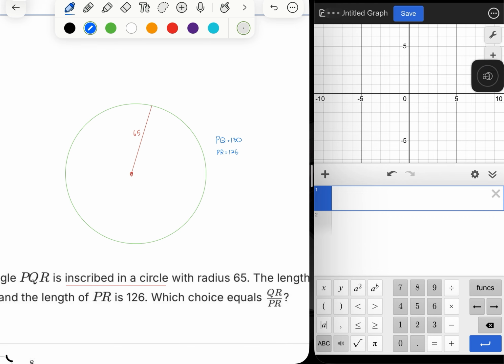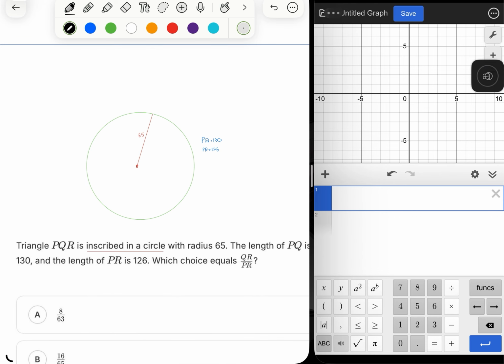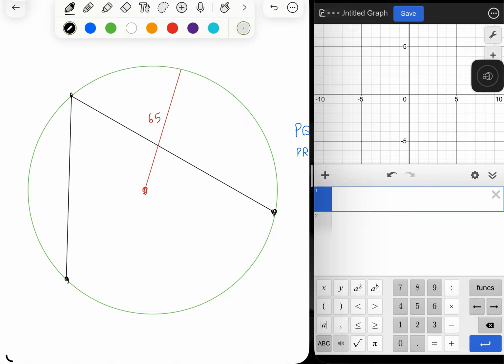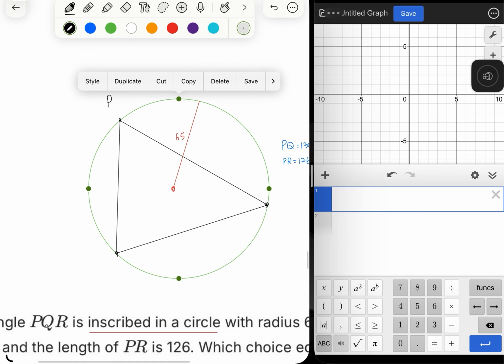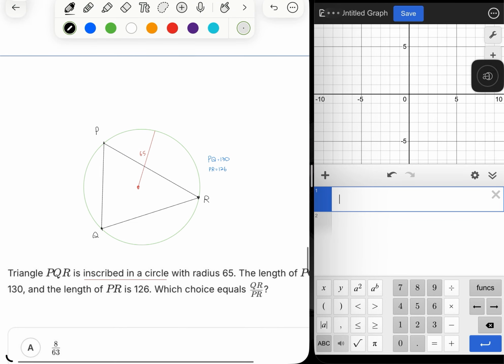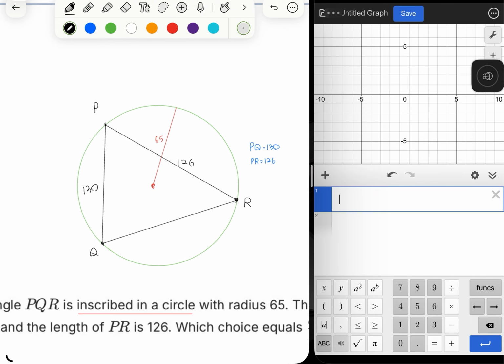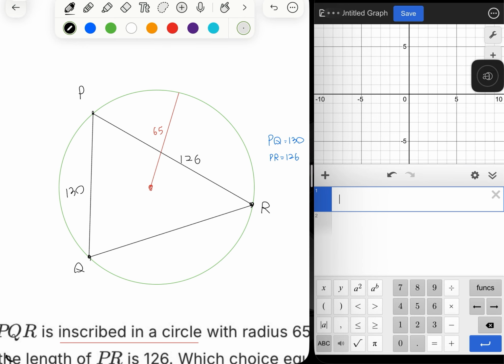At first, given what I told you about inscribed triangles, you might say, okay, let's just draw a triangle where all three vertices are touching the circle. Let's say you took this approach. We have triangle PQR, PQ is 130, PR is 126. Well, first of all, what I want to point out is that this diagram is actually impossible.